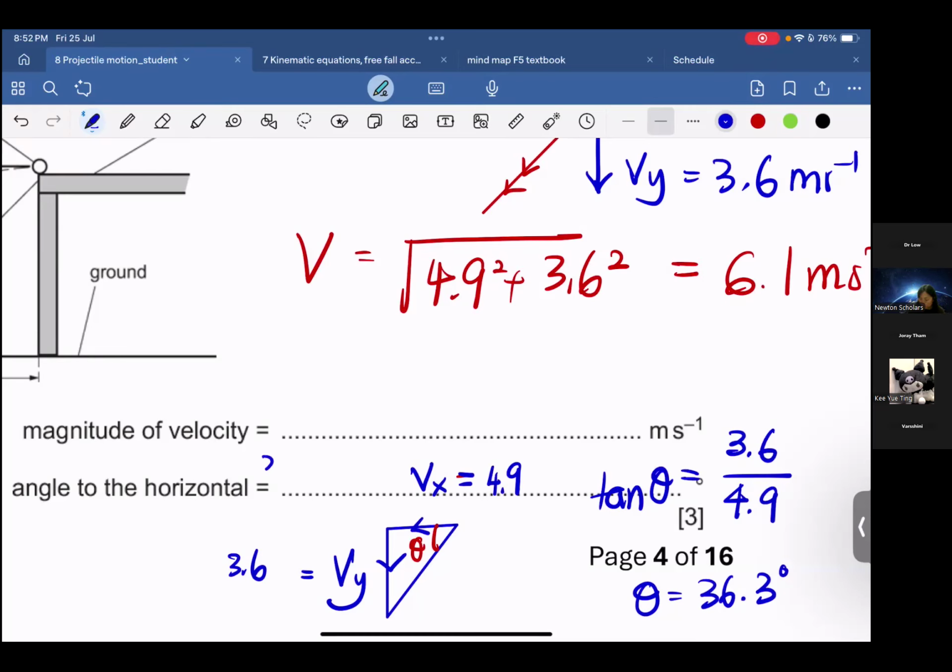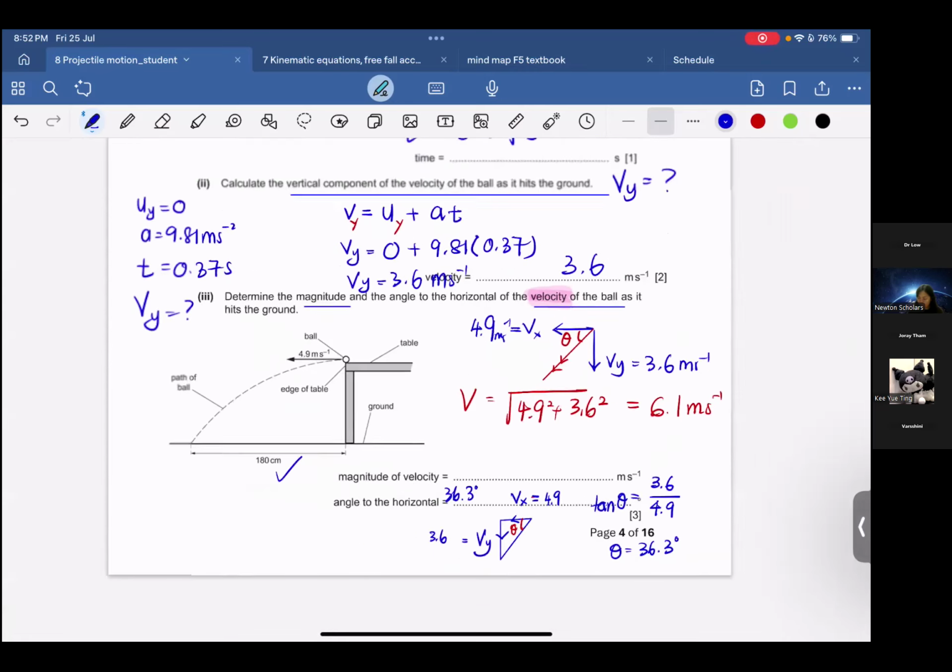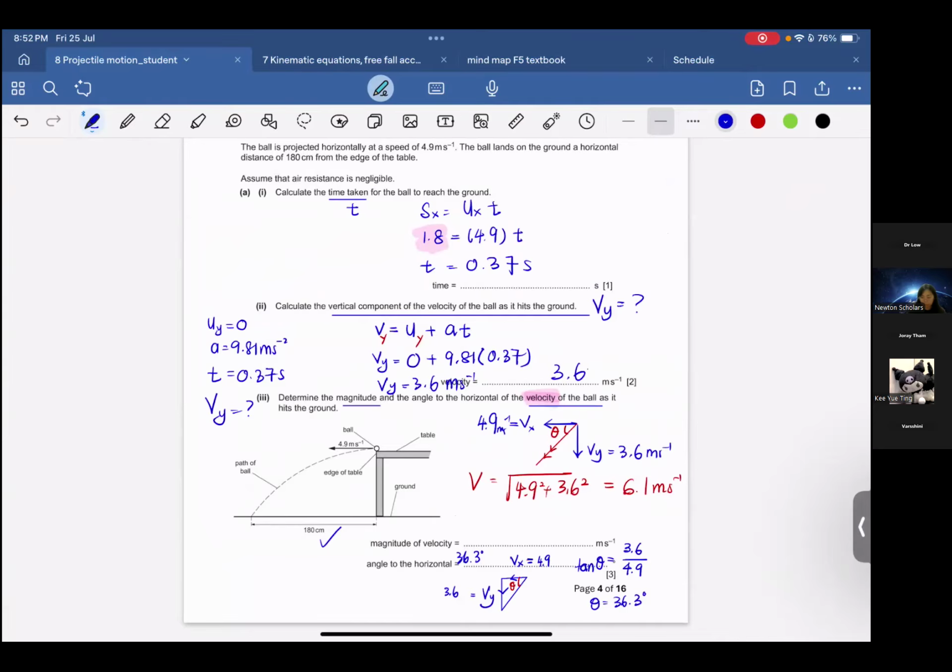Because just now Jore said that the value that you substitute might be slightly different. Maybe at here you using 3.63, then your answer will be slightly different. As long as you showing your working, then no problems. They should give you correct.